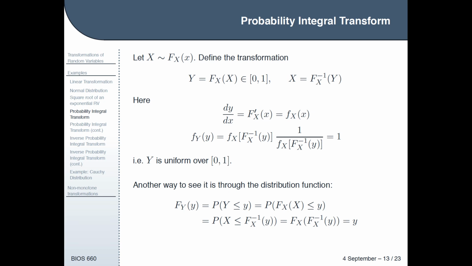Yeah. I think that 1 over thing is just the original dy dx is f x, so that's big f x inverse of y, and dx over dy is just the reciprocal of that. So it's 1 over f x of F x inverse of y. So that makes sense.